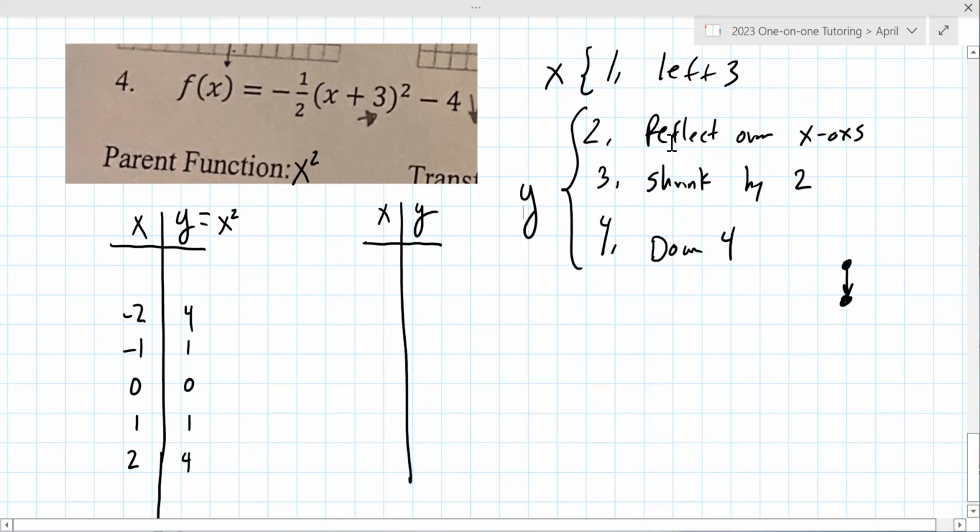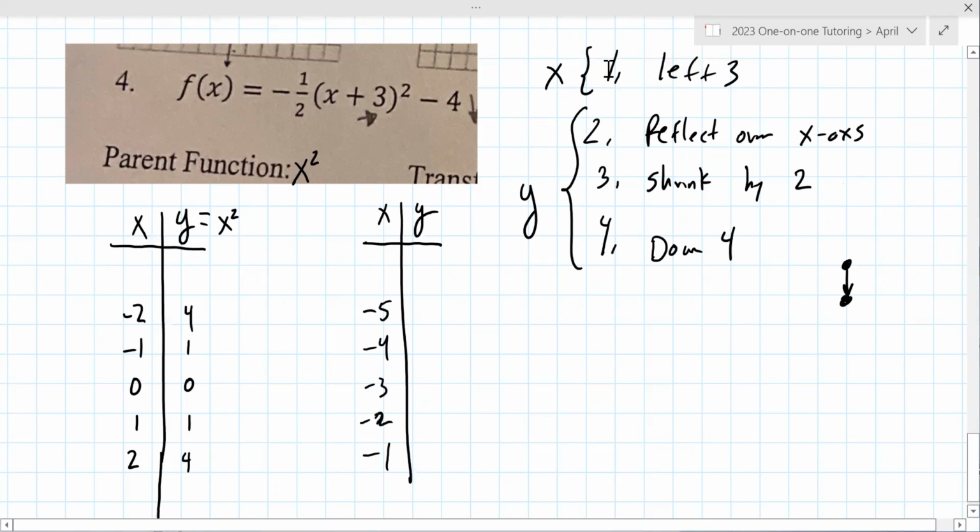So would I write -2, -4, -1, -1, 0, 0? No, we wanted to go left 3 first. That's -5, -4, -3, -2, -1. Maybe you said that. I'm sorry. I think I said we want to go left 3 first.